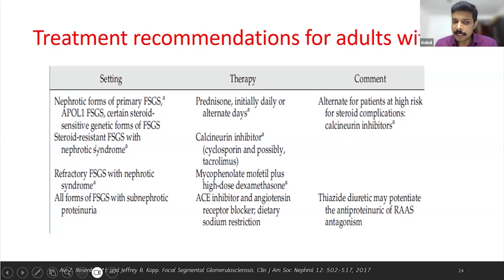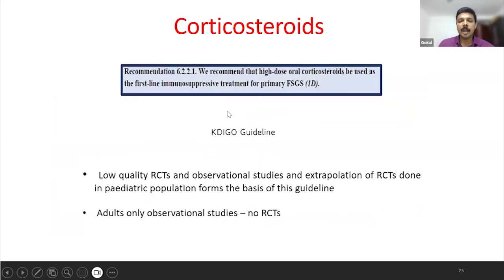When it is a steroid resistant FSGS with nephrotic syndrome, in that case CNIs are the preferred first line therapy. When it is a refractory FSGS with nephrotic syndrome, there is not much evidence, not many RCTs. What can be tried is MMF plus high dose dexamethasone. And in all other forms of FSGS with subnephrotic range proteinuria, ACE inhibitors, ARB, dietary sodium restriction, and even diuretics can be tried, which can potentiate the antiproteinuric effect of RAS. So this is how we have to go with steroids.